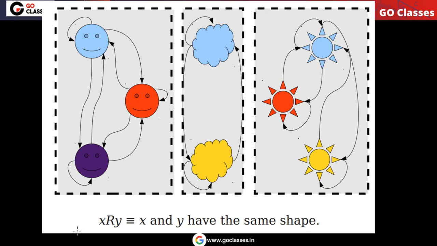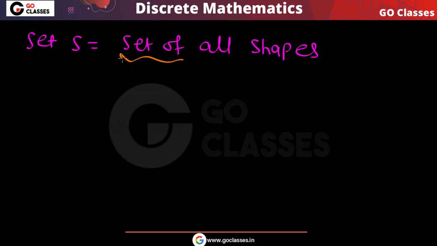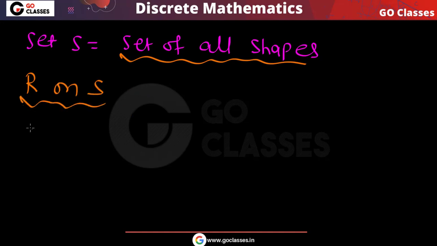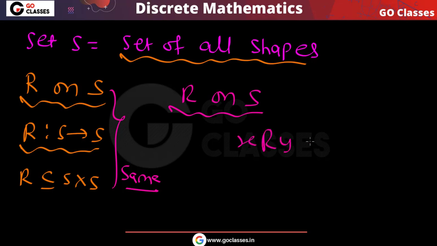So for example, let's assume your base set is set of all shapes. So we have a base set, let's assume that is set of all shapes. On this set S, let's assume we are defining a relation R. What it means? It means this relation R is from S to S, or I can say this relation is basically a subset of S cross S. All these things are same, you know. Anyway, the point is that we are defining a relation on S like this. We are saying that X is related to Y if and only if X comma Y have same shape.